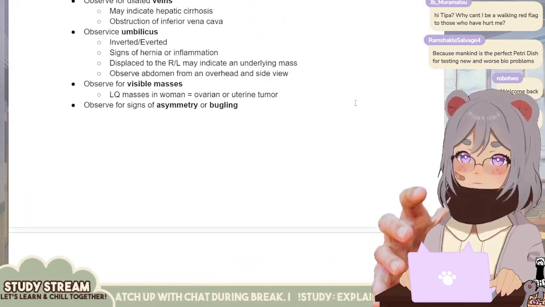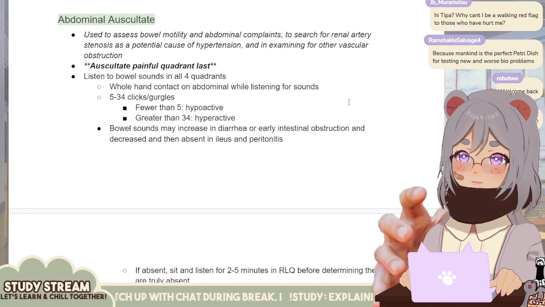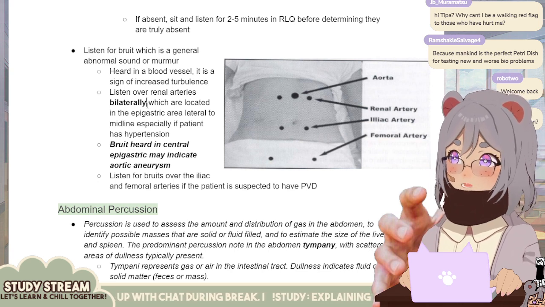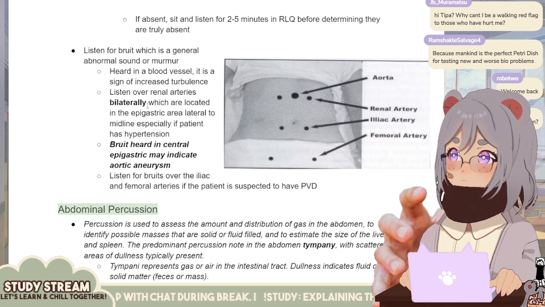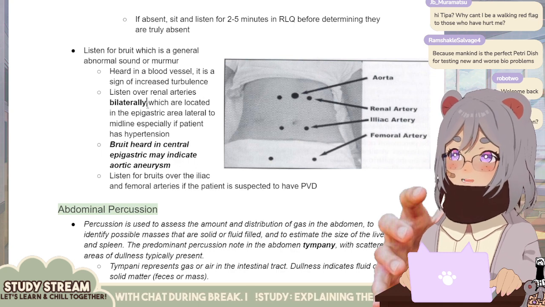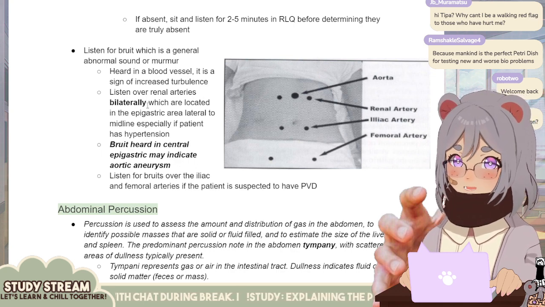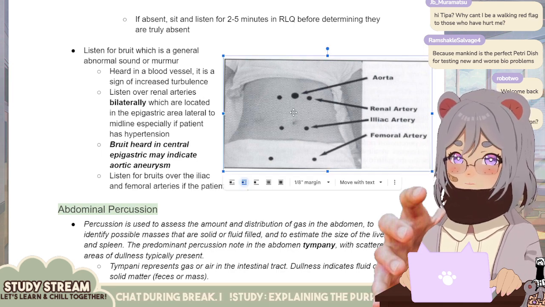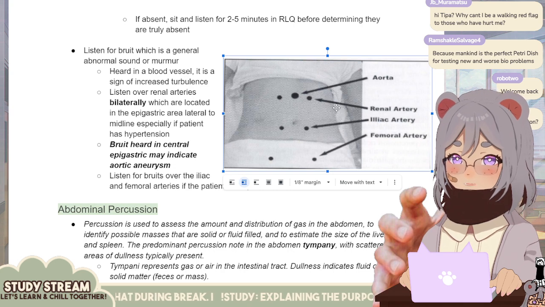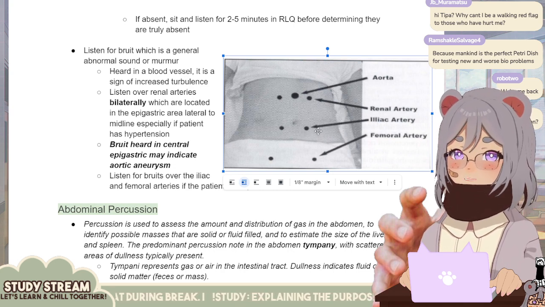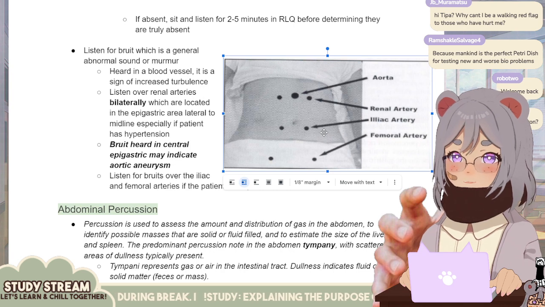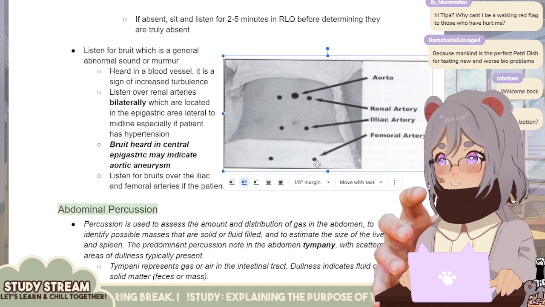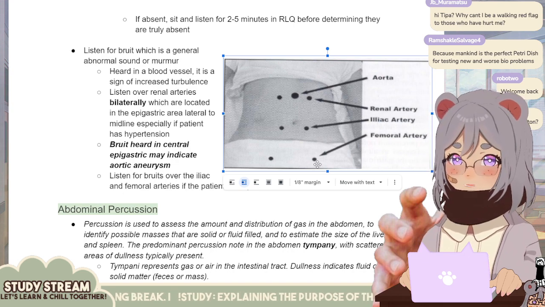Alright, so in addition to listening for gurgles and whatnot, another thing we can do is listen for the aorta and the pulses that we have. So we can listen for the aorta, which again we talked about with the aortic aneurysm. We could look for the renal arteries, or kidney arteries, and listen for that. We can listen for the iliac artery, and we can listen for the femoral artery, which is in a more sensitive area, so you just have to be a little bit more cautious with that, okay?